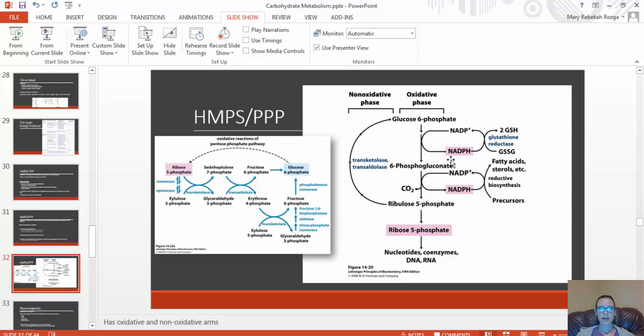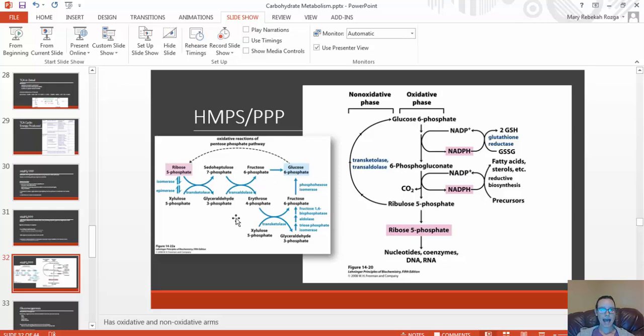So you can see in this oxidative phase, we produce both the NADPH that we need for the functions that we talked about earlier, including fatty acid and steroid biosynthesis. And we also have production of this ribose 5-phosphate for DNA and RNA.